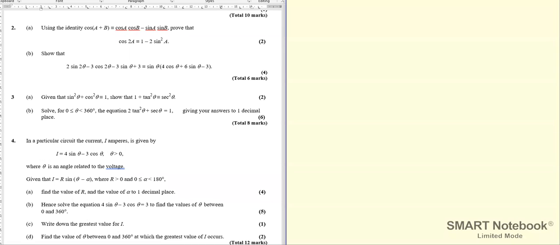Okay, so let's have a look at number 3 now. In 3 part A, given that sine squared theta plus cos squared theta is identical to 1, show that 1 plus tan squared theta equals sec squared theta. Very similar to question number 1. Our starting point is this.